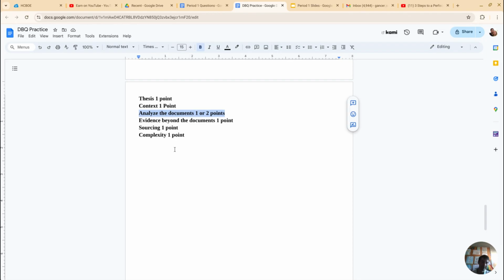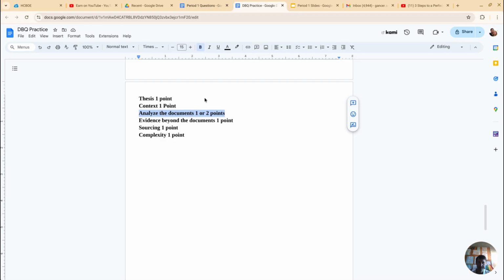I always tell my students to do all of them, that way in case you mess up, you still get the points. Now, what does it mean to analyze those specifically? Well, you are trying to explain how each of those sources is related to the prompt, okay? So you have to address them first. The best way to do that is to group the documents. Before you start writing this exam, DBQ, take 10-15 minutes and read the prompt and read the sources.